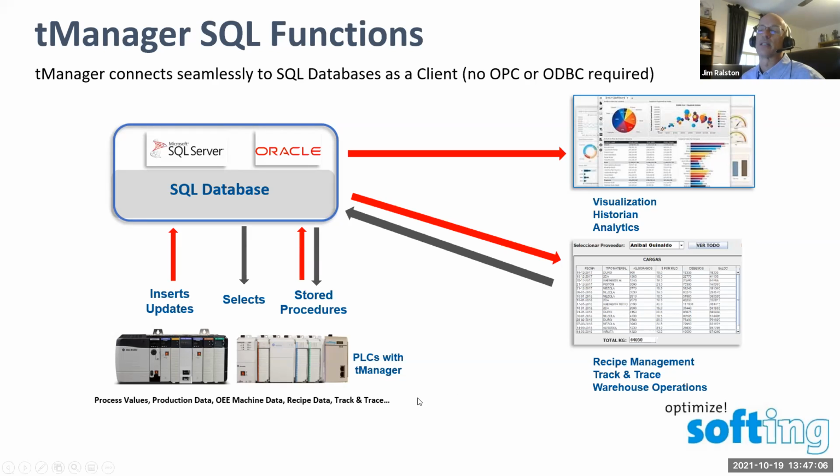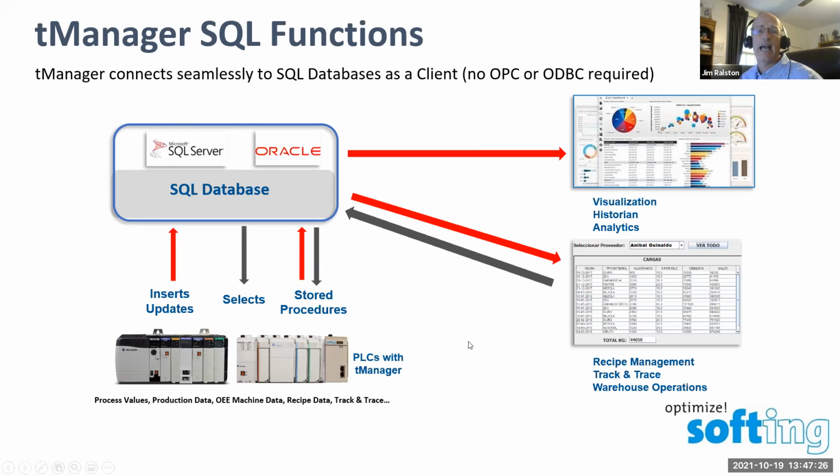And the store and forward function in particular is a very good feature to have when going over a wide area network or going up to the cloud, because we can ensure that no data is lost, even if the database is not local.